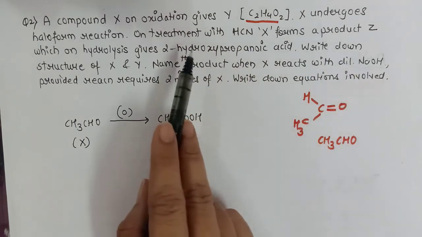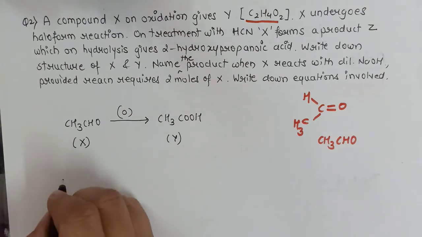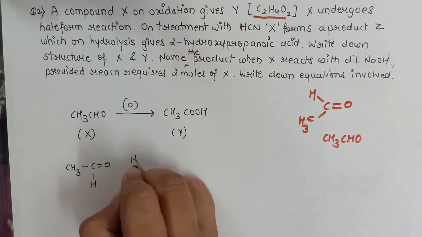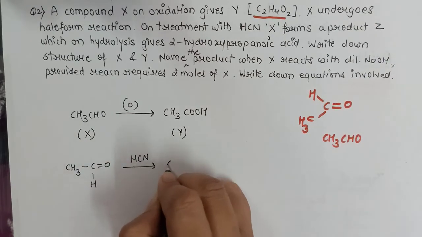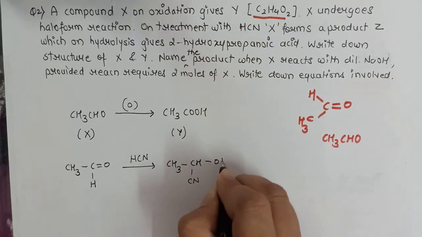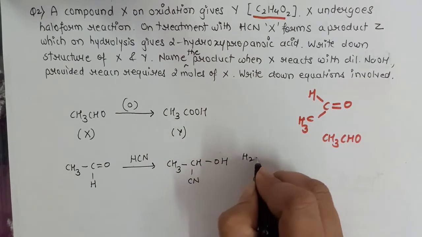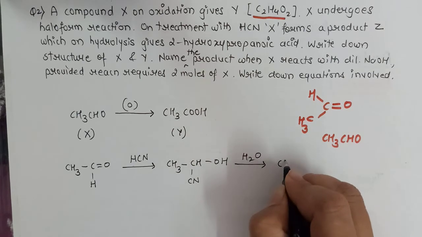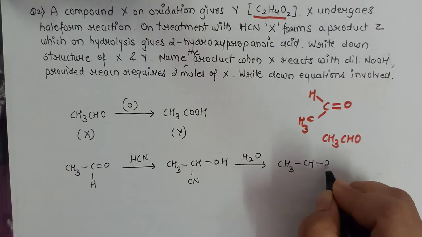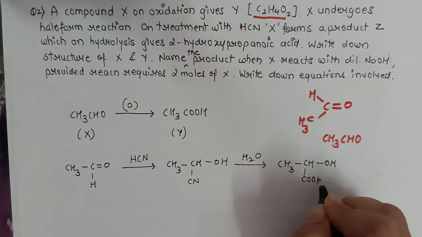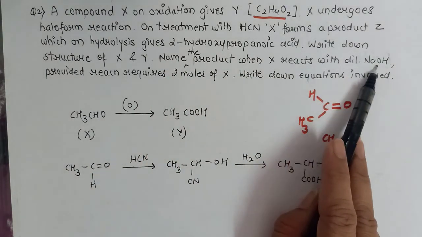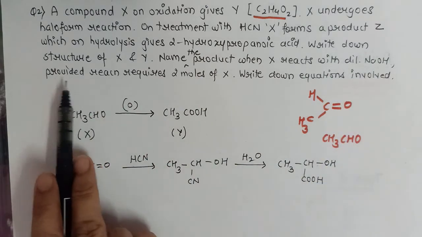Next is the treatment with HCN. So let us solve this equation. Ethanal, when it is treated with hydrogen cyanide, we know we will get cyanohydrin as a product, and this on further hydrolysis will give us 2-hydroxypropanoic acid.